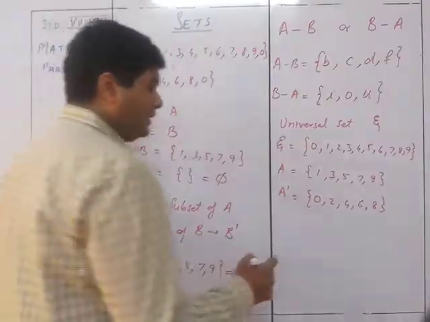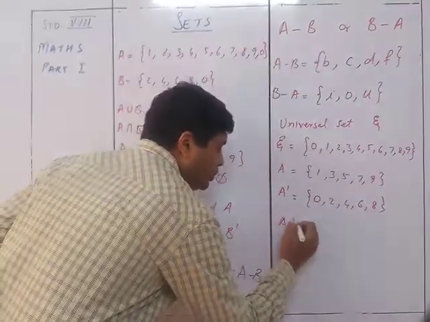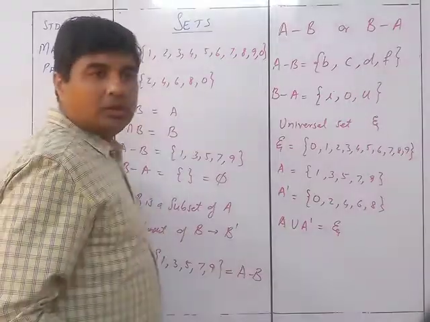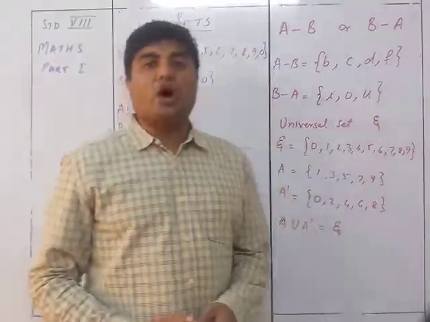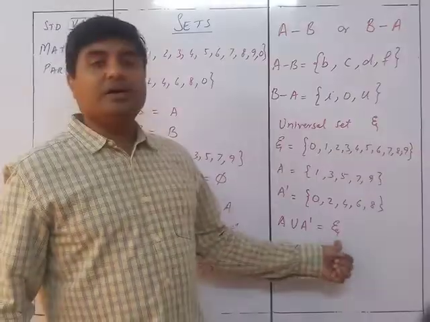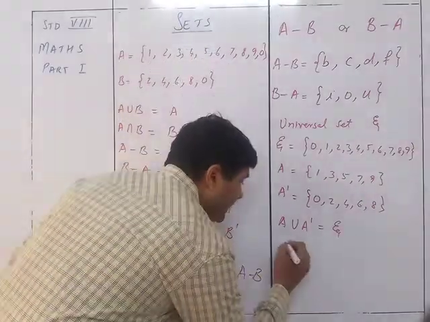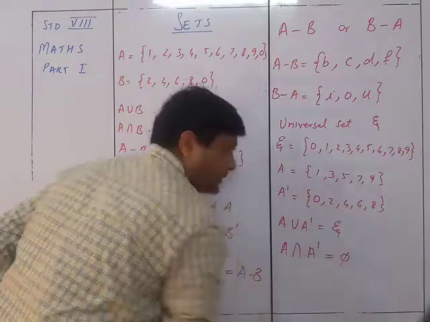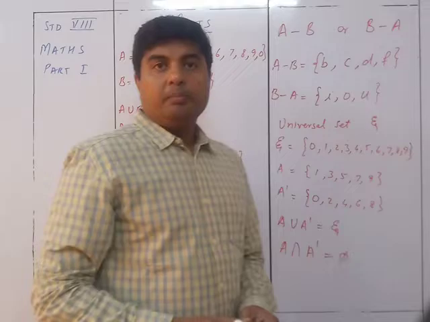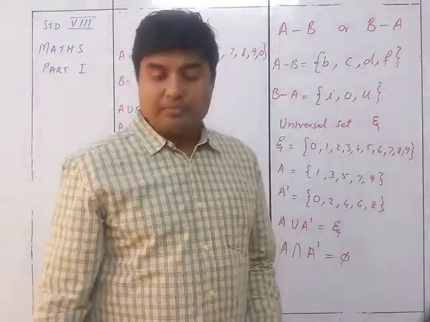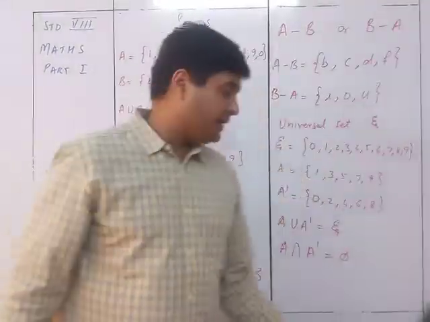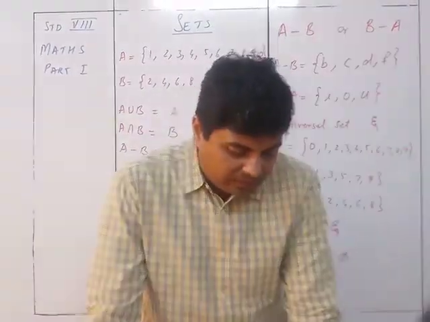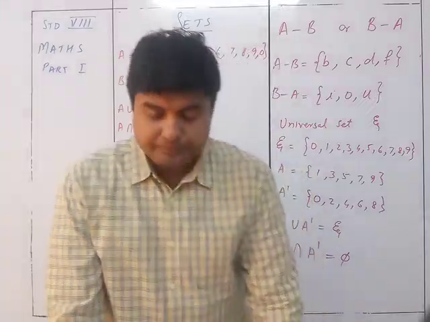You'll always find that A union A dash will be equal to the universal set. The union of A and its complement will always give you the universal set, and A intersection A dash will always be a null set. Because complement means something which is not there in A. So automatically intersection will be null set. So null set, that will be the thing for complement.